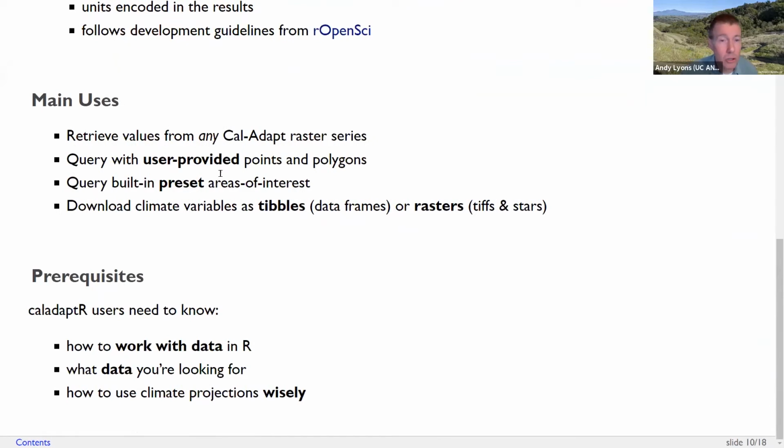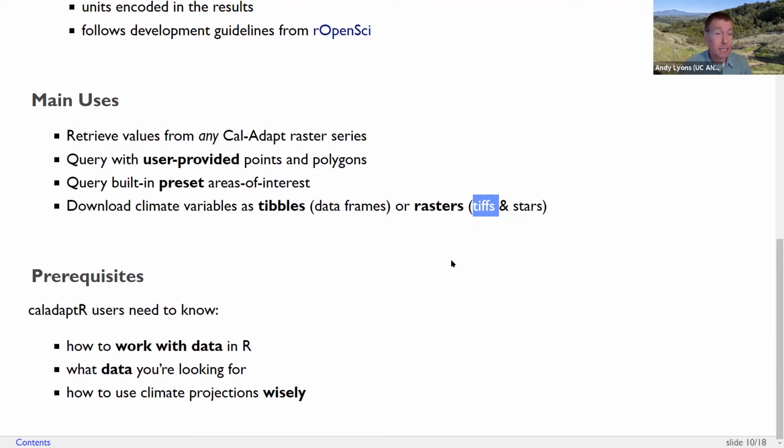So mostly you can use it to query any of the 949 CalAdapt raster series that are available through the API, and they're adding more every few months. You can either use your own geometries, your own points or polygons, or you can use one of the preset layers, and you get data back as tibbles or as stars objects or TIFFs that you've downloaded.